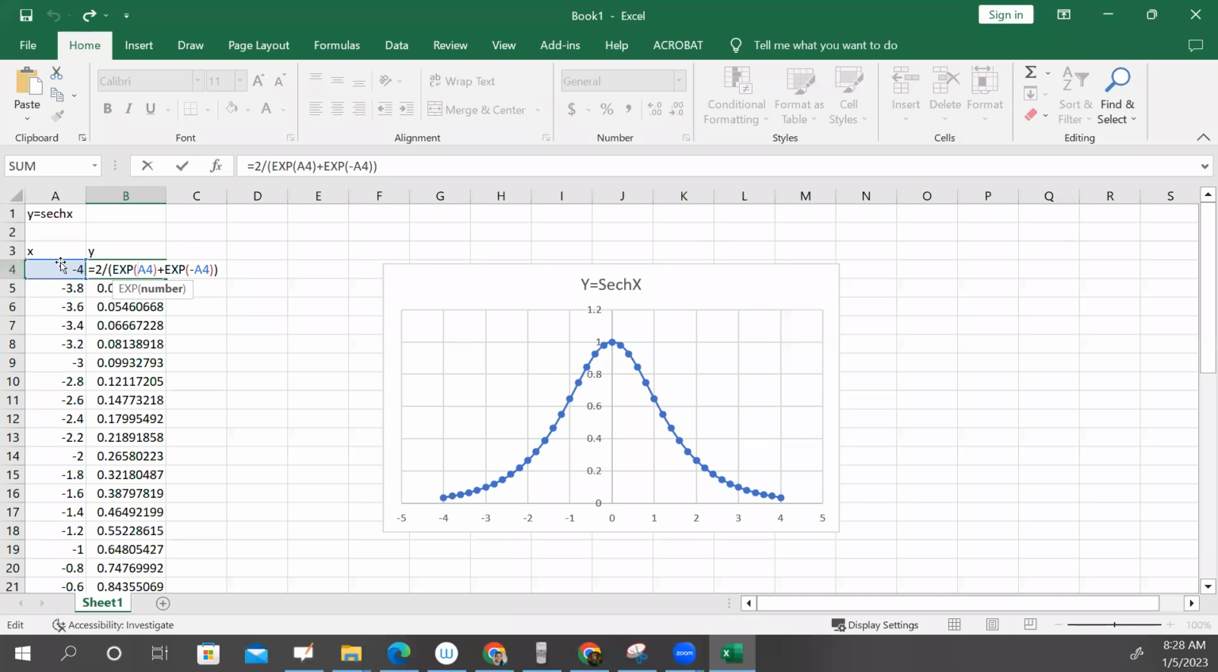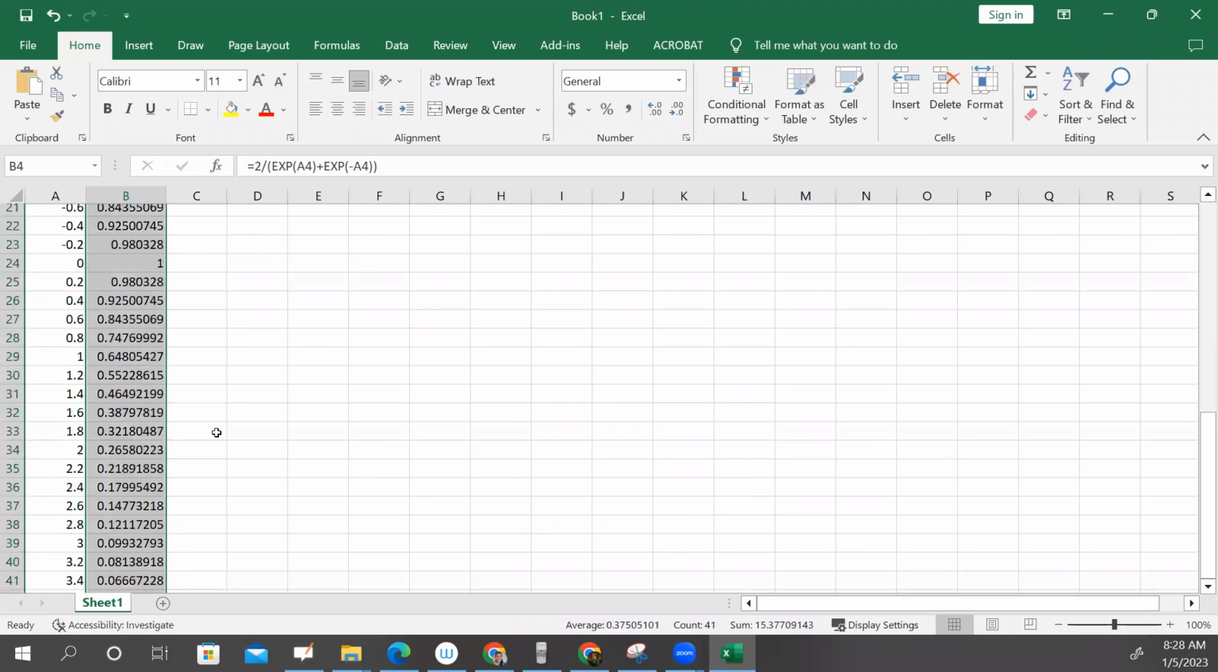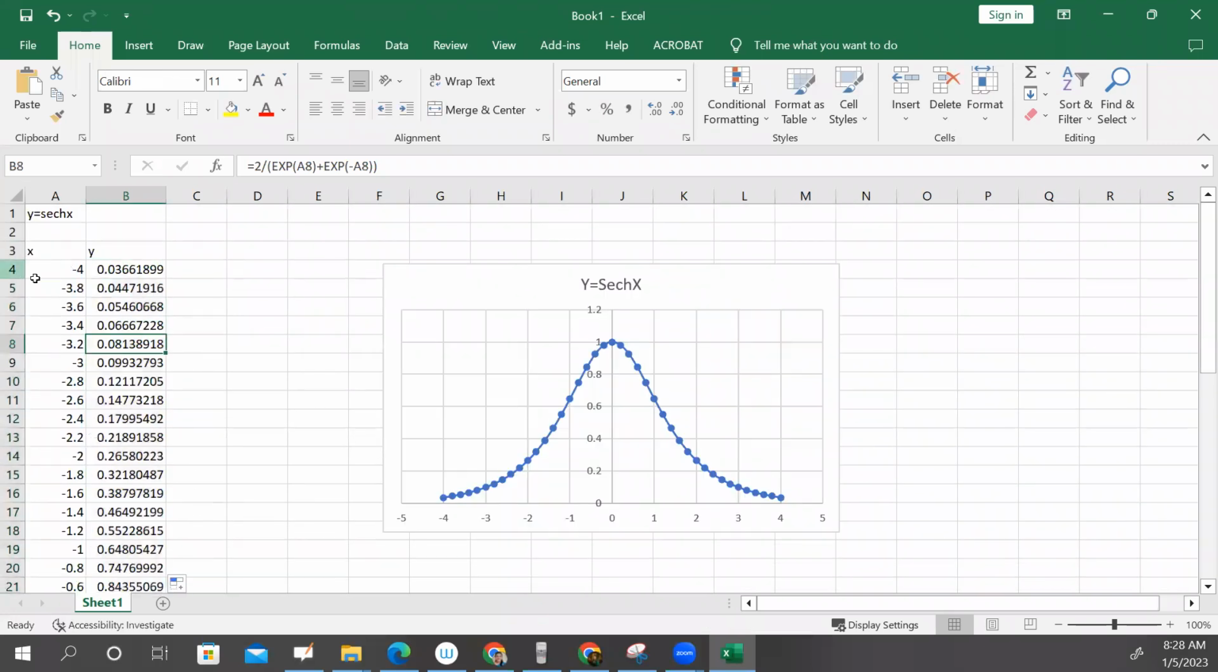My x value is -4, so I give the cell: e to the power x plus e to the power negative of the same cell. Then you just pull the arrow down, and it automatically substitutes the x value into each row. So you just substitute the x value here.